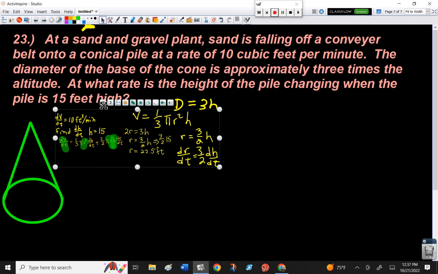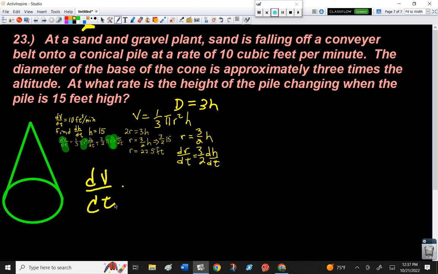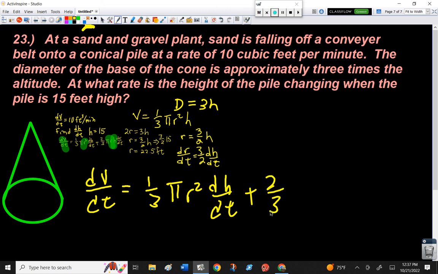Here we go. So I'm going to write this formula that we had already calculated. dV/dt was 1/3 pi r squared dH/dt, and we know that it was 2/3 pi r h, but I'm not going to put dr/dt. I'm going to put times 3/2 dH/dt.